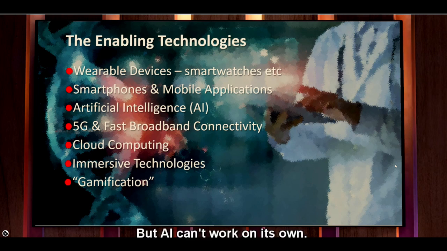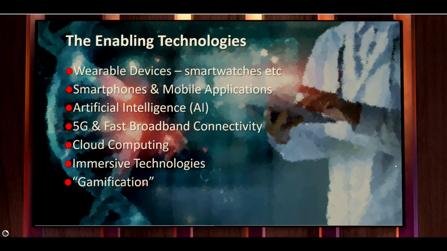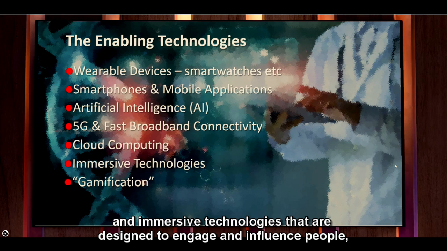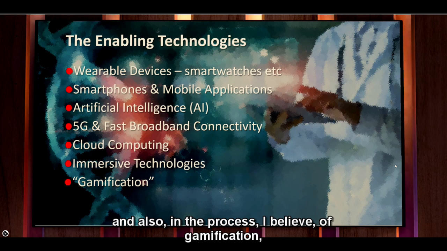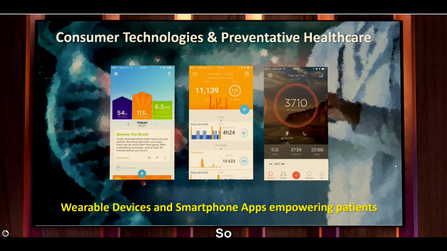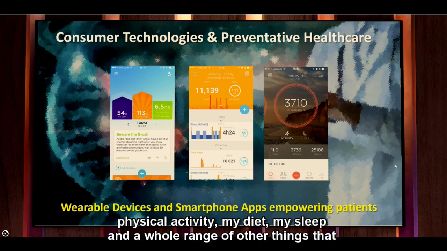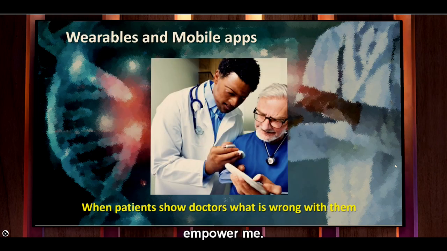But AI can't work on its own. It needs to have a portfolio or a cocktail of enabling technologies: wireless technologies, cloud computing, and immersive technologies that are designed to engage and influence people. And also the process, I believe, of gamification to encourage people to adopt this. So these are the kinds of dashboards that I've used over the last 10 years that allow me to monitor and manage my physical activity, my diet, my sleep, and a whole range of other things that empower me.